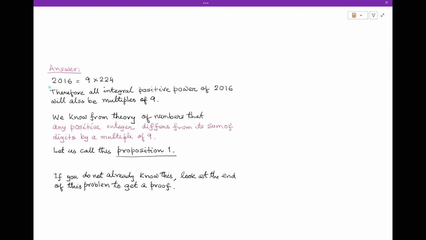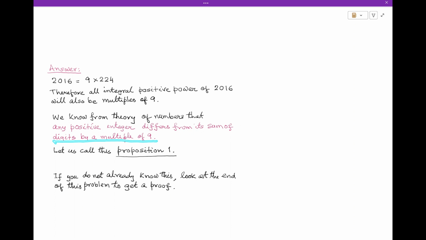2016 is equal to 9 multiplied by 224. Therefore, 2016 is a multiple of 9. So, all integral powers of 2016 will also be multiples of 9. We know from theory of numbers that any positive integer differs from its sum of digits by a multiple of 9.